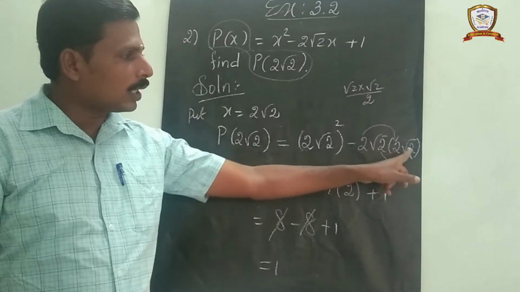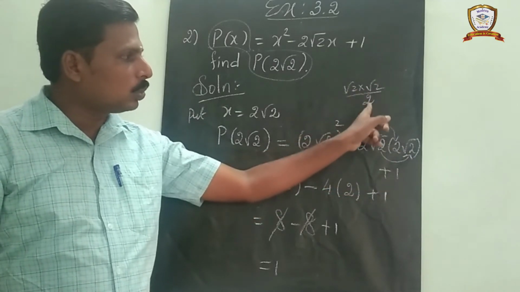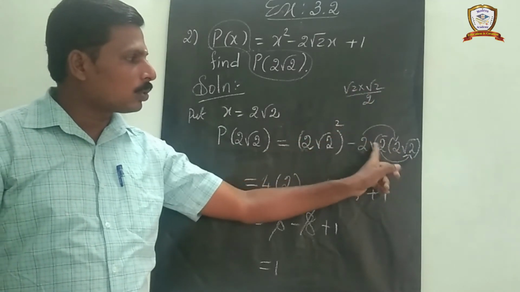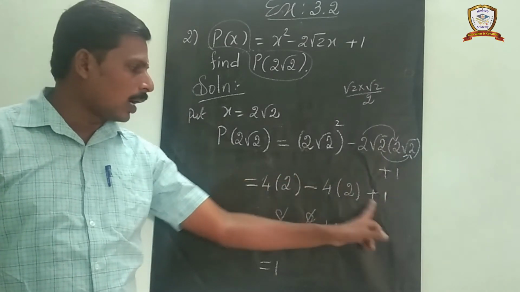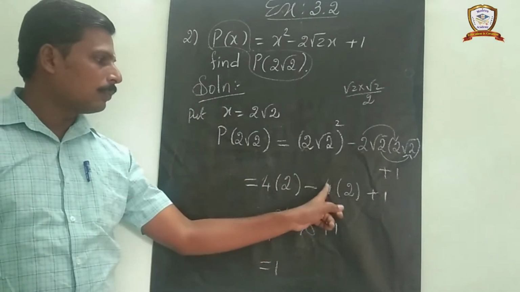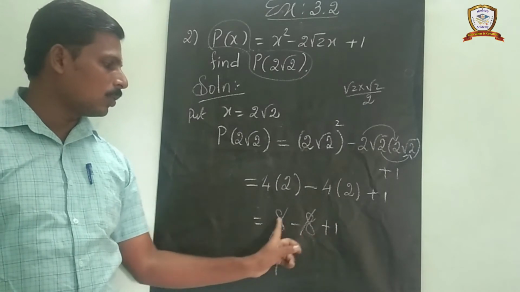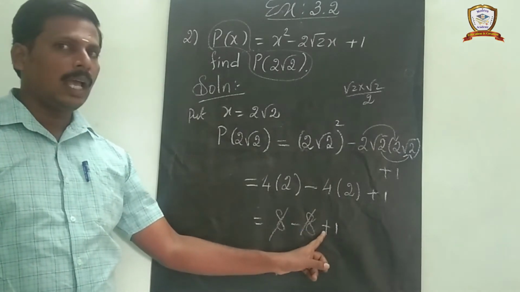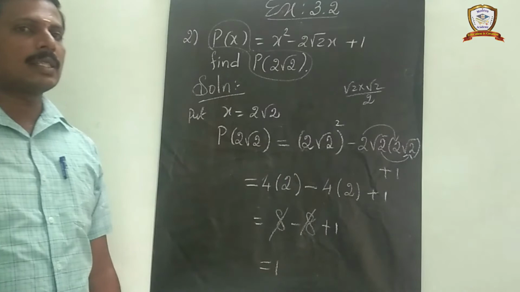Here 1 root 2. Root 2 into root 2 is 2. So 2 twos are 4, plus 1. 4 twos are 8, and minus 8 plus 1. So plus 8 and minus 8 are cancelled. The answer is 1. Do you understand, children?